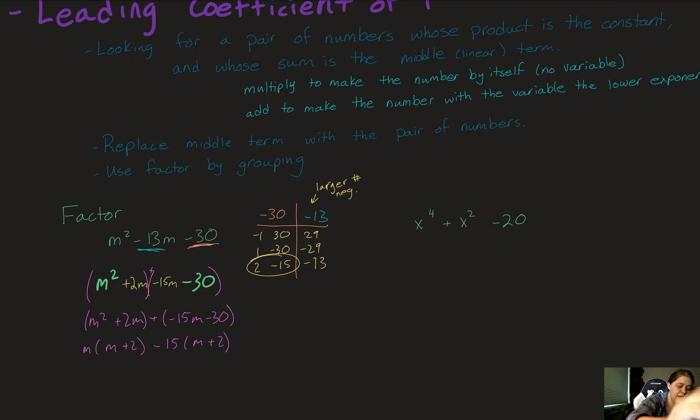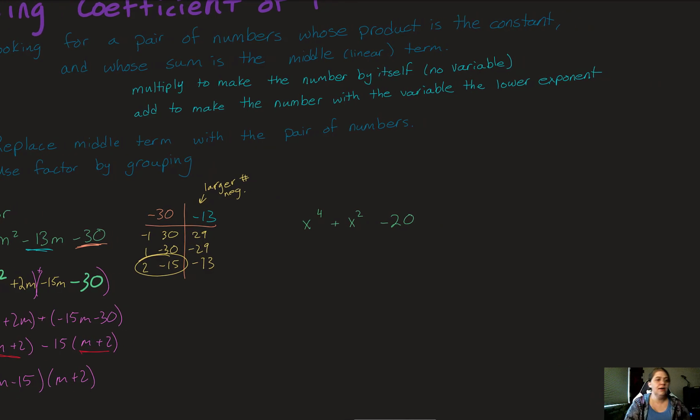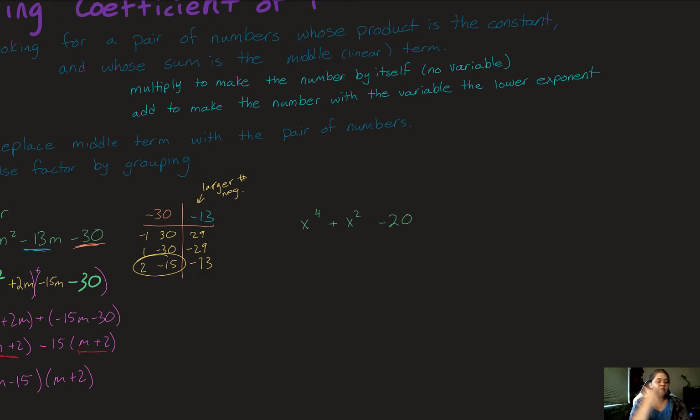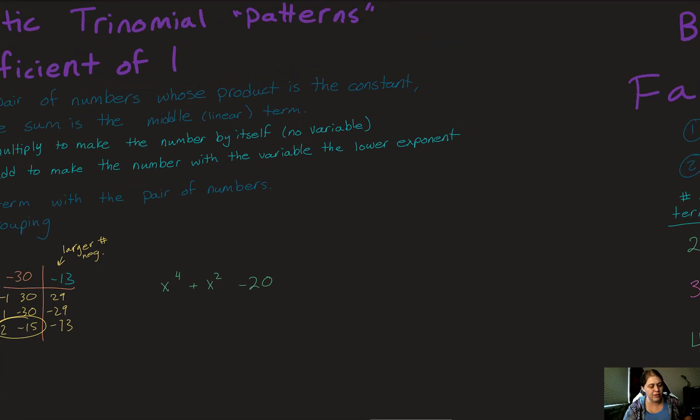All right, and then doing my check, that is the same as this. And we've got m minus 15 and m plus 2. Oh no, I need to do this next one. We're getting long, but that's okay. We need to do this because this is a type of factoring you're going to see a lot in this class, where it's a quadratic, but it doesn't look exactly like a quadratic.